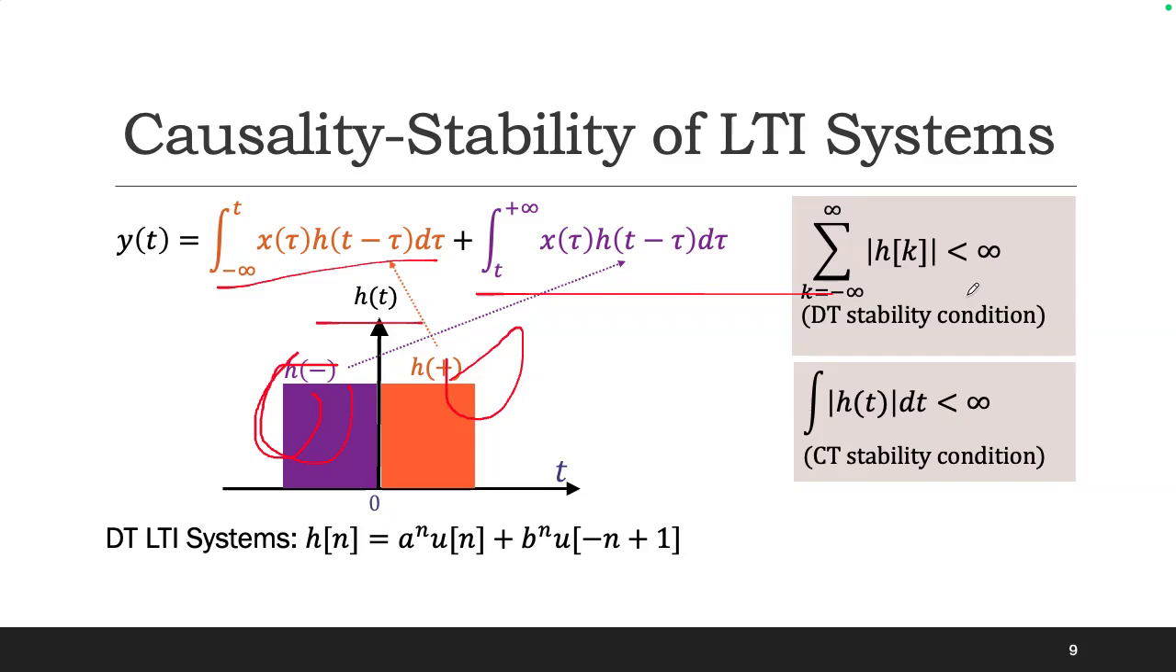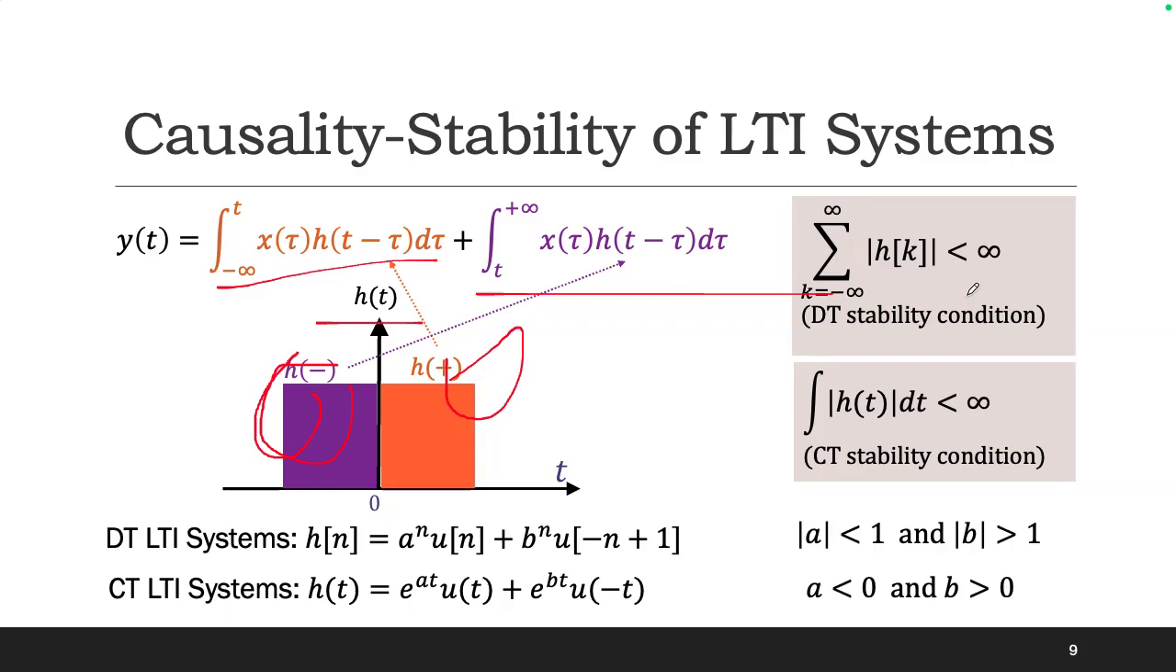If your DT LTI system has a similar form for the impulse response like this, then there are some rules. For the first one, if the absolute value of A is smaller than 1 and the absolute value of B is greater than 1, then your system is stable. Otherwise, it will be unstable. For this CT LTI system, if A is smaller than 0 and B is greater than 0, then your system is stable. Otherwise, it will not be stable. Sometimes if this term is removed, or this term is removed, it's a similar thing. So you need to put this in your cheat sheet, and this in your cheat sheet.